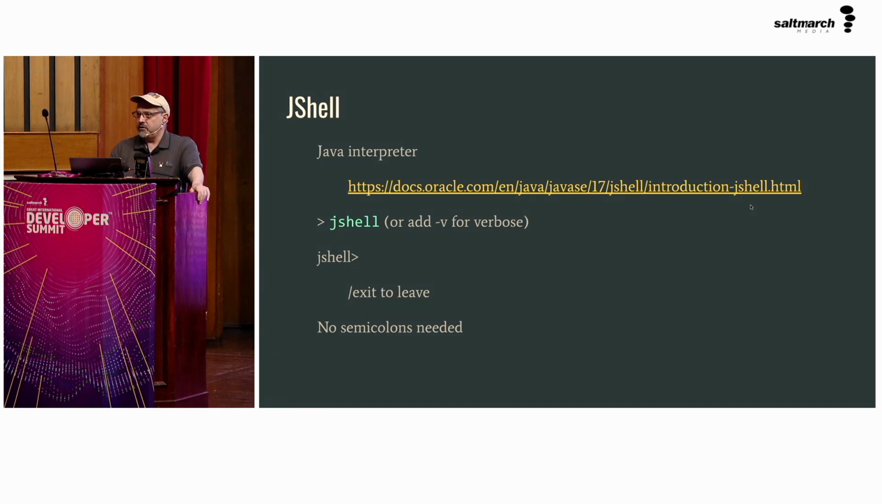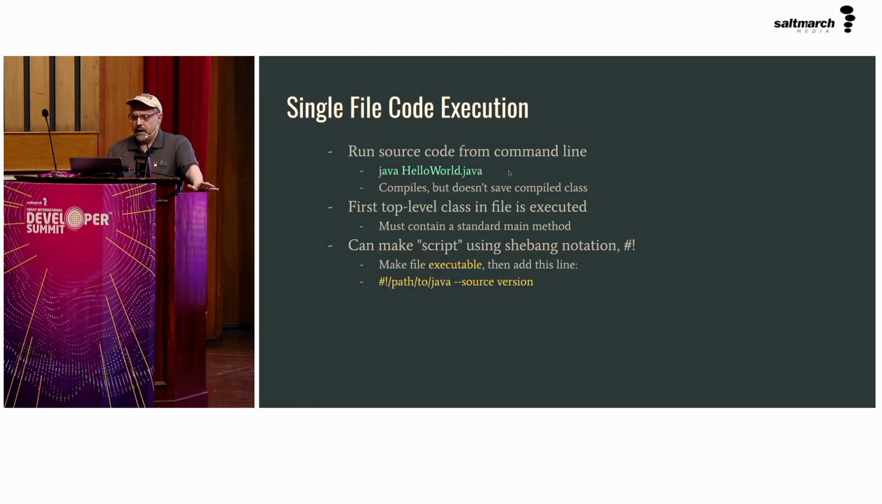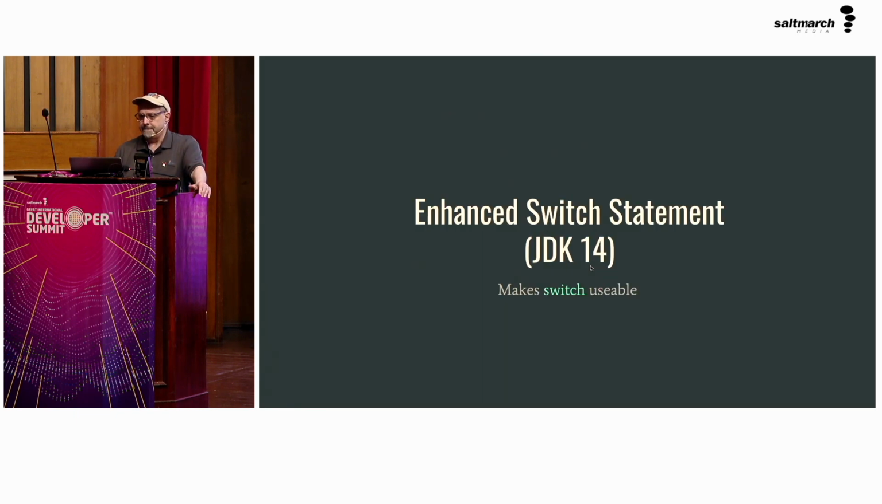All right, now, I told you about JShell, and that's where those docs are, by the way, back on that documentation page. They have all the information there. The single file code execution was added in Java 11. Again, the idea is the first top-level class in the file that has a main method is executed, and you could use the shebang notation to make an actual, quote, script if you want to. I'm going to show you a couple of these, then I'm going to go to the bigger example.